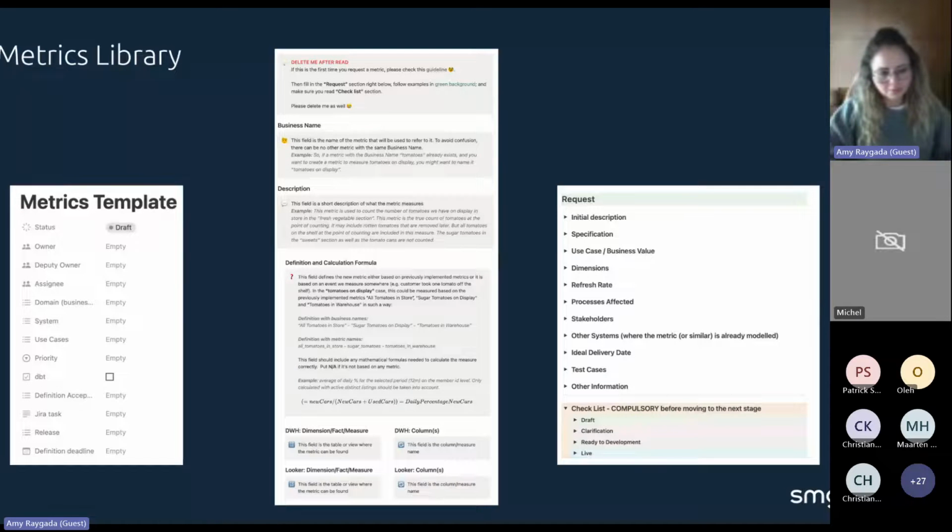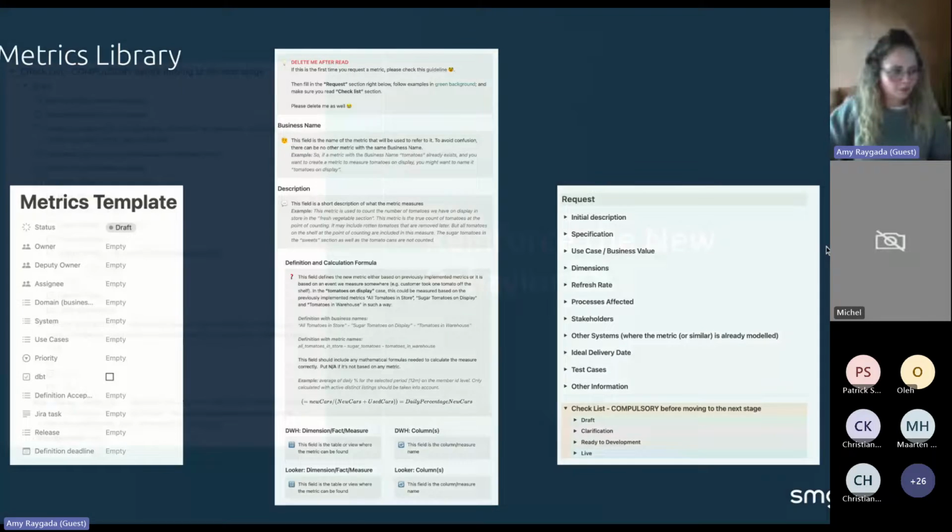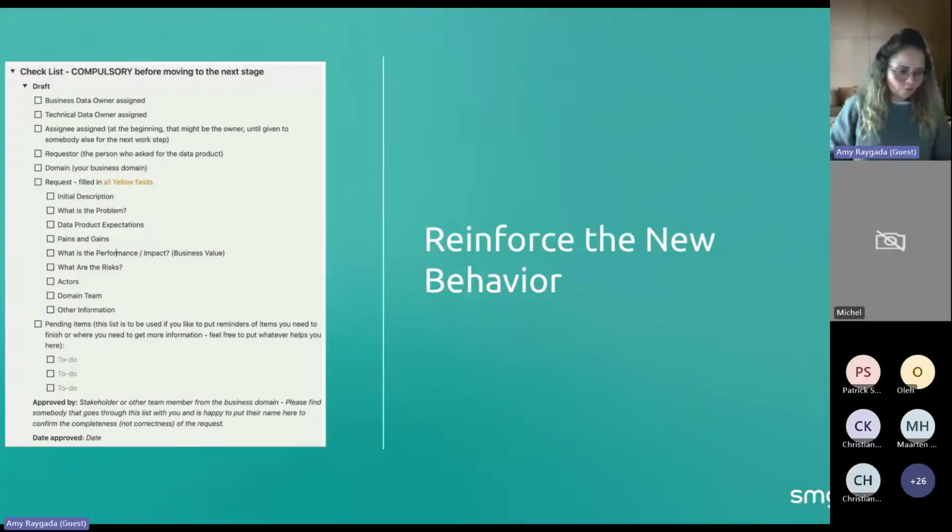And with these kinds of templates, we are able to gather all this information in Notion, and have it documented there. At the end of the day, this is going to be translated into the data catalog, and it's going to be surfaced there. But we need to do the exercise first in this way for them to understand the need to have this, and how we reinforce this new behavior.